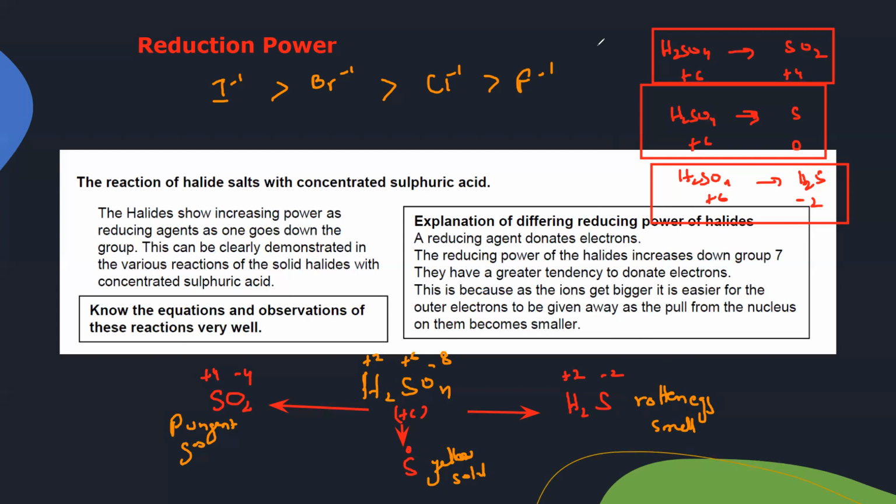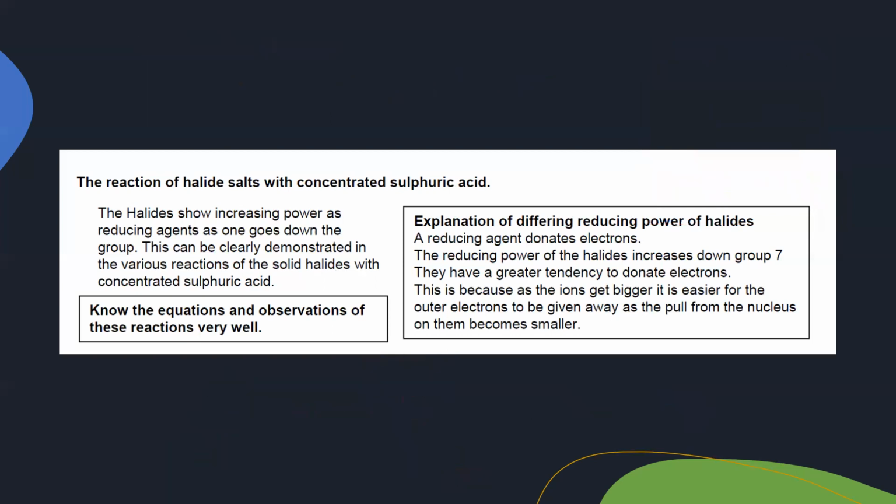So these are the observations depending on which ion is added, whether we add chloride ion, bromide ion, or iodide ion. If we add chloride ion, there will be a change in oxidation number, but a lower change compared to bromide or iodide. So this was the intro of the topic.